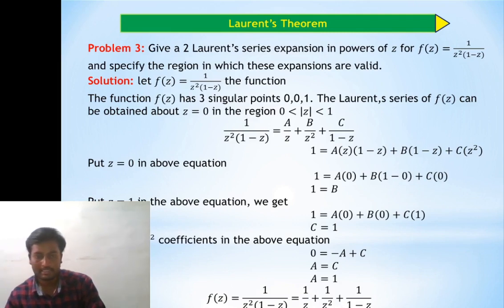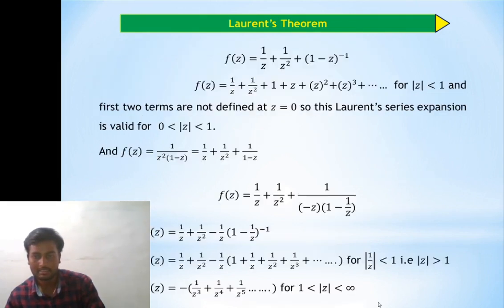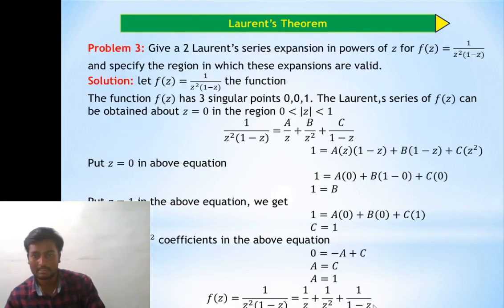If we take it directly as (1 minus z) to the power minus 1, then it is 1 plus z plus z square plus and so on. This expansion is valid when mod z is less than 1. Here it is 0 less than mod z less than 1. This is one of the regions.